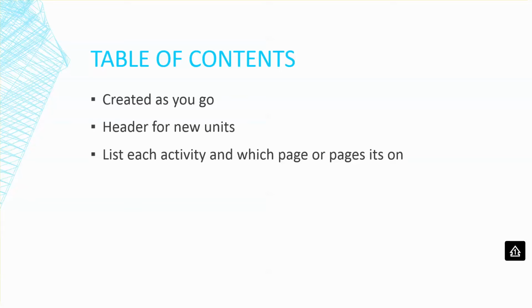A couple of things. It's created as you go. You're also going to create a header for a new unit. So if we start a new lesson or a new unit, and most of the time I'll try and give you a reminder when to create a new part in your table of contents, but we're going to create new headers for these new units. And you'll see what that looks like when we get to it. Also, you want to list each activity and which page or pages that it's on.